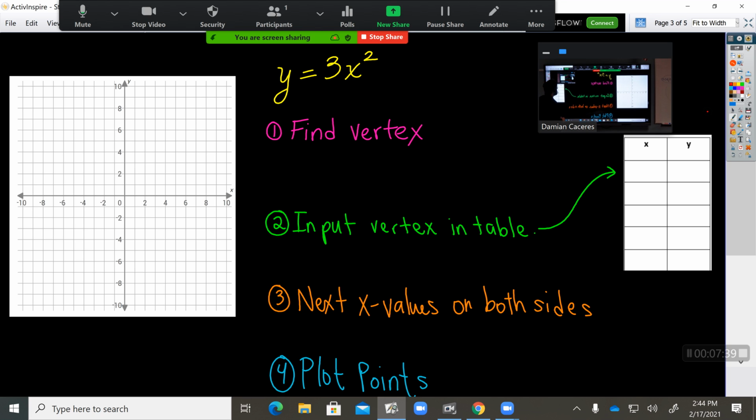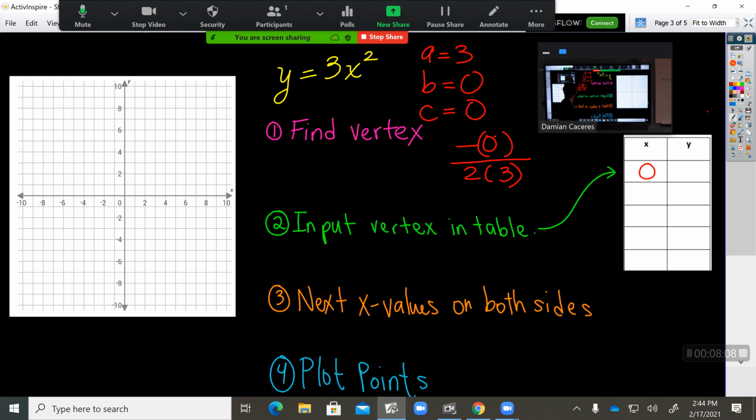So let's begin with this one. Over here, A is 3, but B is not there. If B is not there, B is 0. If C is not there, then C is also 0. So now we do the same thing. Negative B divided by 2 times A. 0 divided by anything equals 0. So I already know that my H value is 0.